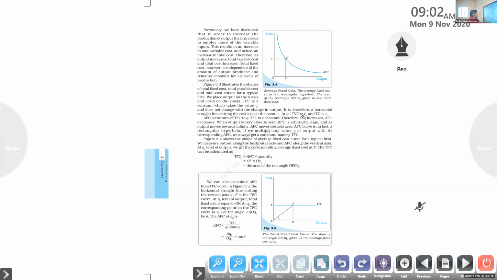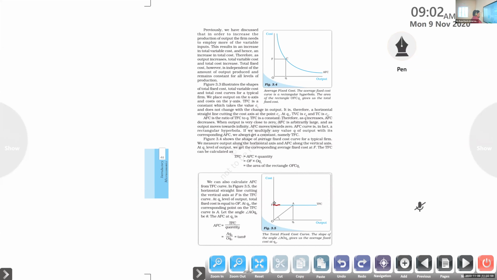Next one, coming to the next figure for us, we can also calculate average fixed cost from the TFC curve. Figure number 3.5 shows this. The horizontal straight line cutting the vertical axis at F is the TFC curve. This blue color line is the TFC curve for us here.